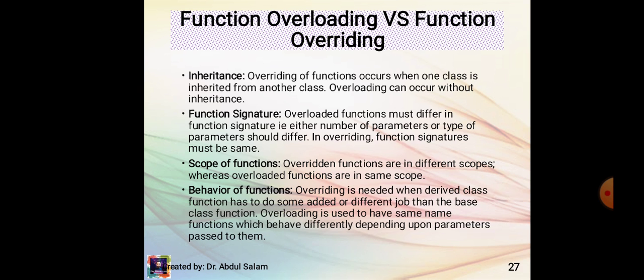Scope of functions. Overridden functions are in different scopes, whereas overloaded functions are in the same scope. Behavior of functions: overriding is needed when a derived class function has to do some added or different job than the base class function. And overloading is used to have same name functions which behave differently depending upon the parameters passed to them.